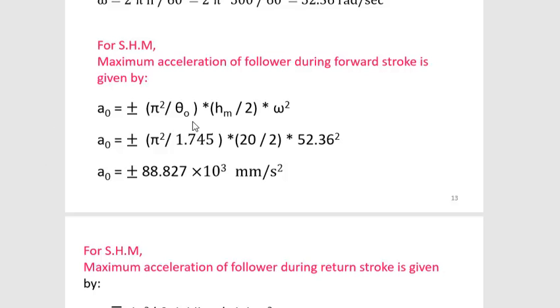We know theta O in radians is 1.745, h value is 20 mm, and omega is again 52.36. So in that way we get the maximum acceleration for the forward stroke as 88.827 into 10 raised to 3 mm per second square.